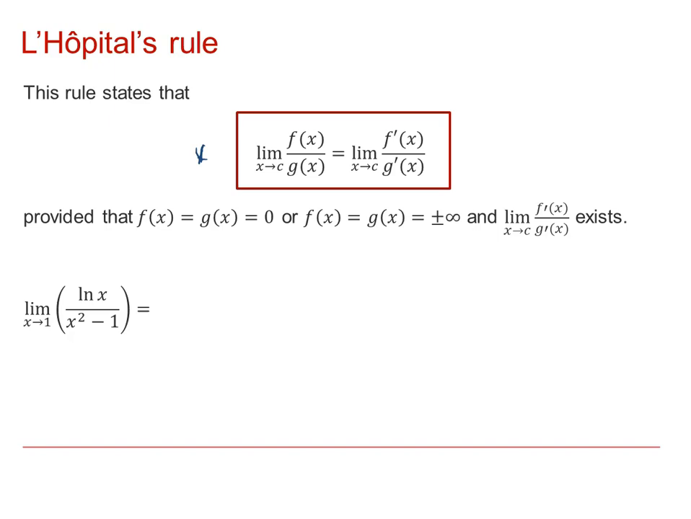So if we look at the particular function that we were considering a minute ago, then we can say that this limit of log x over x squared minus 1 as x approaches 1 must be the same as the limit of their derivatives. The derivative of log x is 1 over x, and the derivative of x squared minus 1 is 2x. So we have 1 over x divided by 2x, and therefore that's equal to 1 over 2, and that's the limit as x is approaching 1, and therefore that is equal to a half.